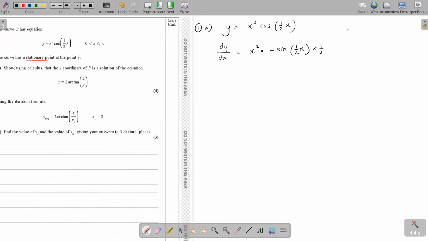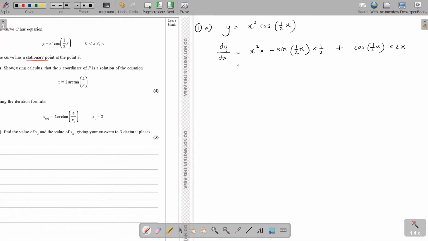Then after you're done with the cos half x differentiation, you put a plus. And now it's time to keep the cos half x waiting. So now the cos half x waits while the x squared differentiates. The derivative of x squared is 2x. This is what we call the product rule: when you have a product of two functions, one differentiates while the other waits. So x squared waits, cos half x differentiates, plus cos half x waits while x squared differentiates. Okay, we got our dy by dx.